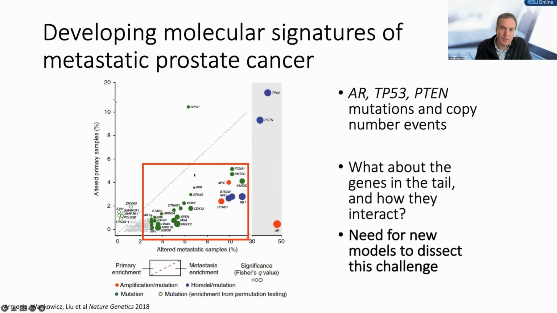But the hard part was that there was this blob of genes down below that we actually couldn't really make much sense of. Which of these mattered? If they mattered, did they matter in isolation, or did they matter relative to other genes that were being mutated similarly in prostate cancer? And frankly, we didn't really have models to make sense of this, and really weren't sure how best to proceed.